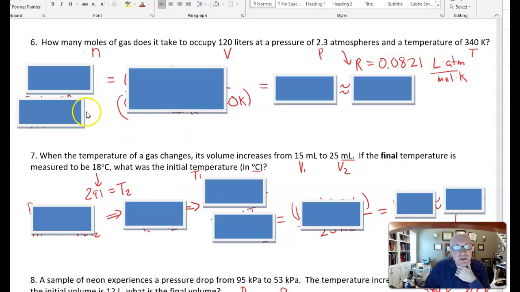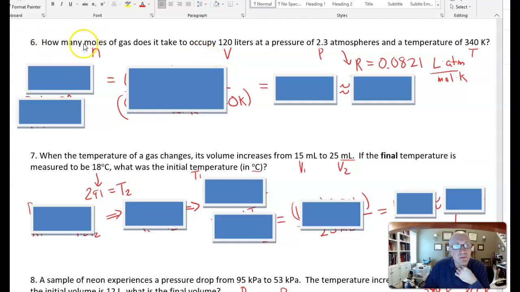Hey, so this is a video that goes over the solutions to problems 6 through 10 on the random gas laws worksheet. So again, on these problems, the first thing that you want to do when you look at a problem is determine, is there some change that's occurring or is there not?